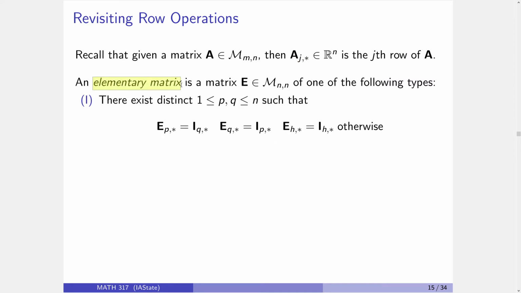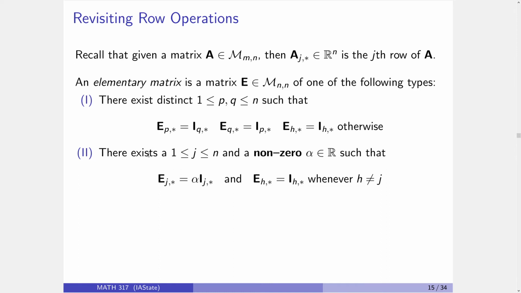So an elementary matrix is an identity matrix that has had one row operation performed to it. The first type, of course, is swapping rows. An elementary matrix of type 1 will be a matrix E so that the pth row is the qth row of the identity, the qth row is the pth row of the identity, and all other rows are held fixed.